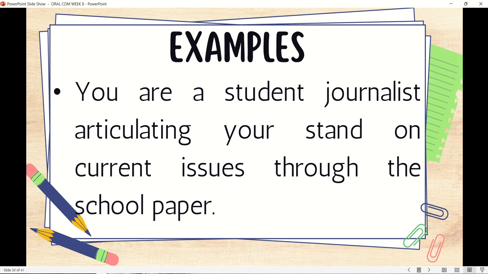For example, you're a student journalist articulating your stand on current issues through the school paper. The channel in this example is the school paper or sometimes the school newspaper. It is considered as mass communication since it can reach a massive amount of people as long as they have the copy, whether physically or digitally, of your school paper or school newspaper.